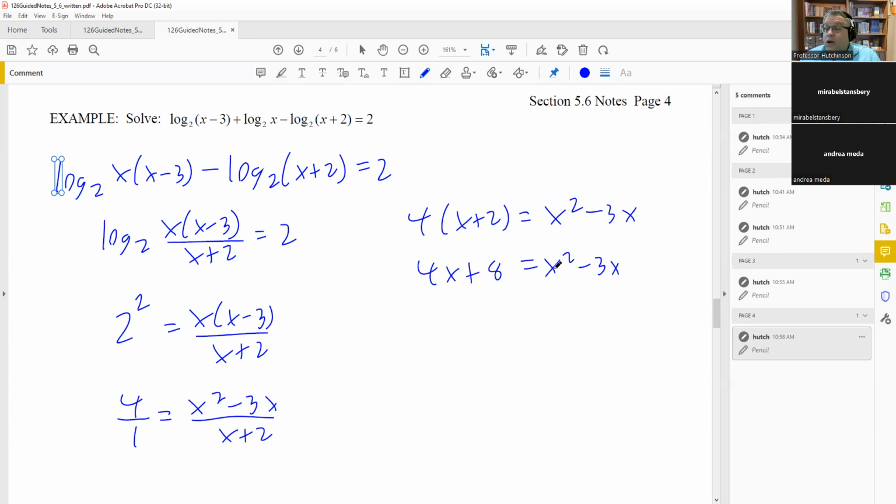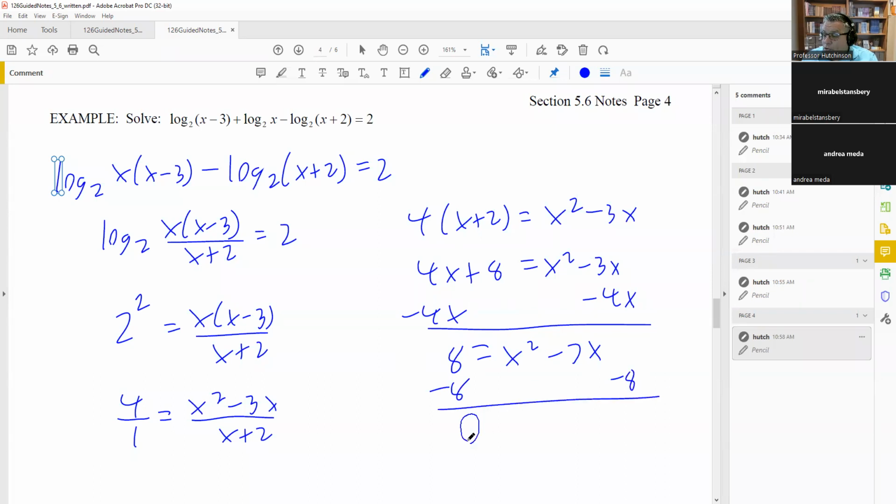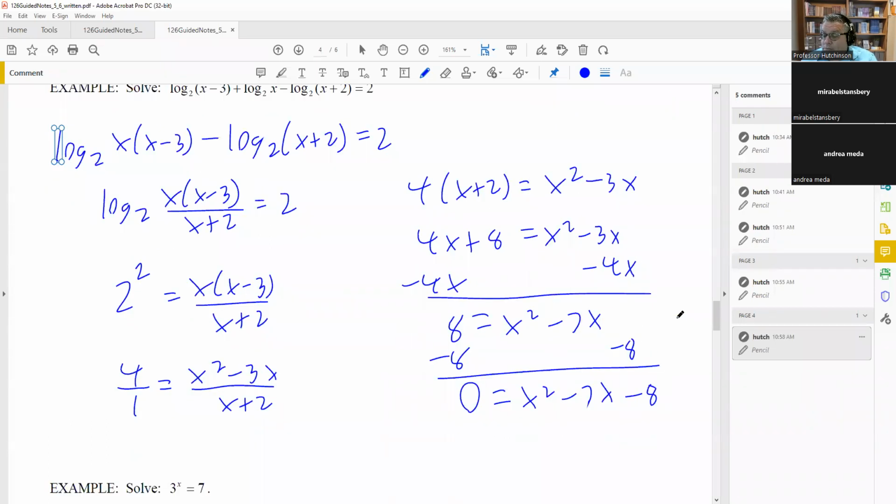We see here it's a quadratic. So quadratics, you need to get them equal to 0. So if I subtract the 4x over like that, we get 8 equals x squared minus 7x. And then subtract the 8, 0 equals x squared minus 7x minus 8. So now we have that quadratic.